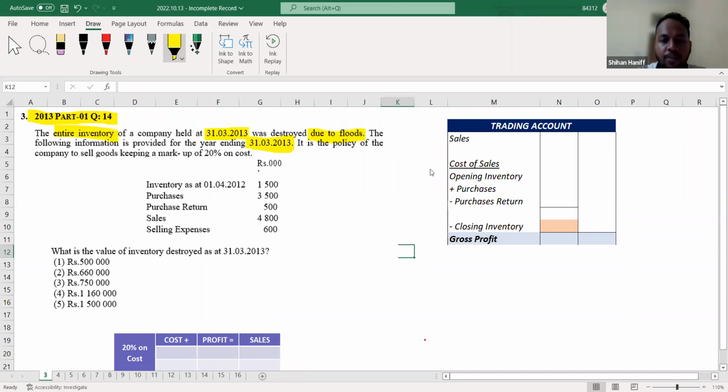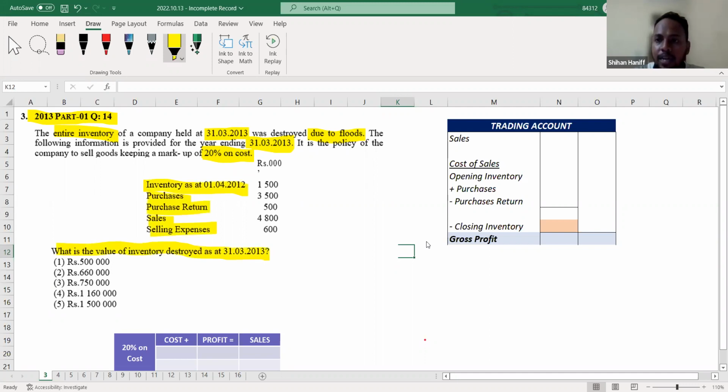So we are preparing for 31st March 2013. It is the policy of the company to sell goods keeping a markup of 20% on cost. That means if the cost is 100, profit is 20. Okay, so we have some information: inventory, purchases, purchase return, sales, selling expenses. What is the value of inventory destroyed?